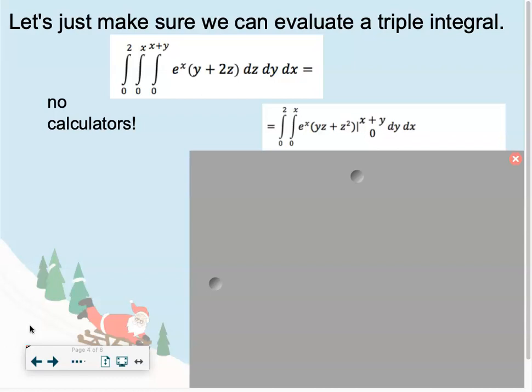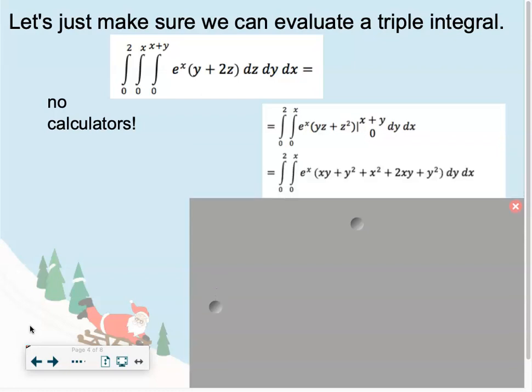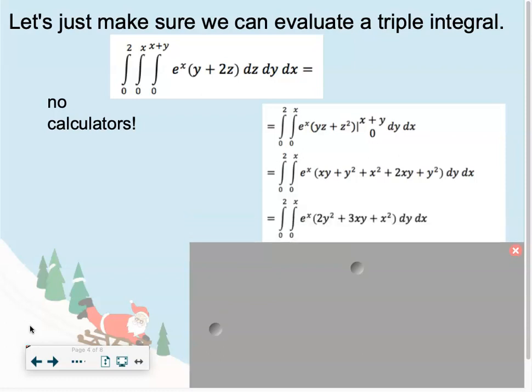So you have e to the x y z plus e to the x times 2 times 1 half z squared, so just z squared. So you end up with e to the x times yz plus z squared, from 0 to x plus y. Plug in the x plus y's, you get this beautiful, nice, big polynomial, right? So personally, I would combine like terms before moving forward. Okay. Are we good with the very first integral? Any questions? We're all okay?